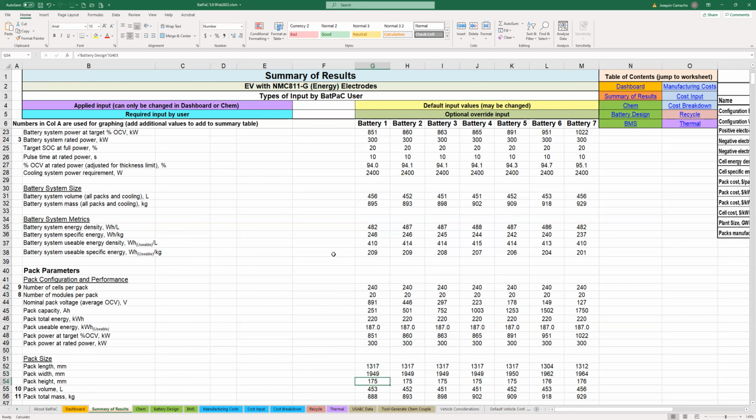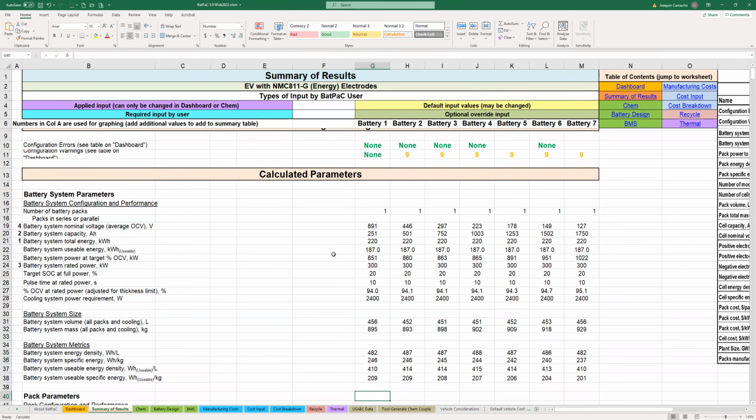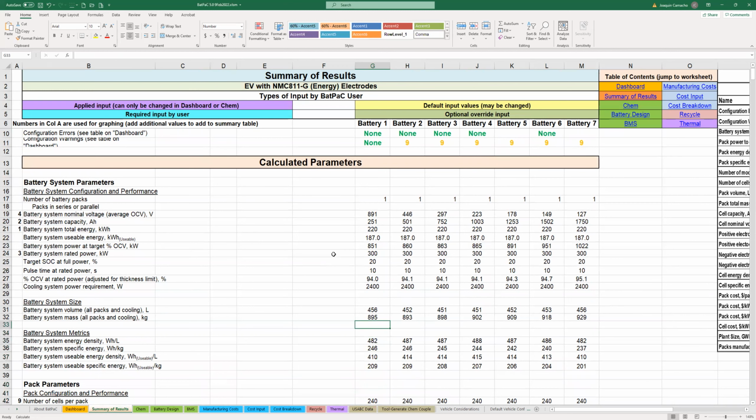So that's the dimensions. What is the energy and power density of your pack? Those are here. Battery system metrics, that's the whole system. It's going to be expressed in terms of volume or weight. These are energy per liter and energy per kilogram. Those are these two. And where's the power reading?